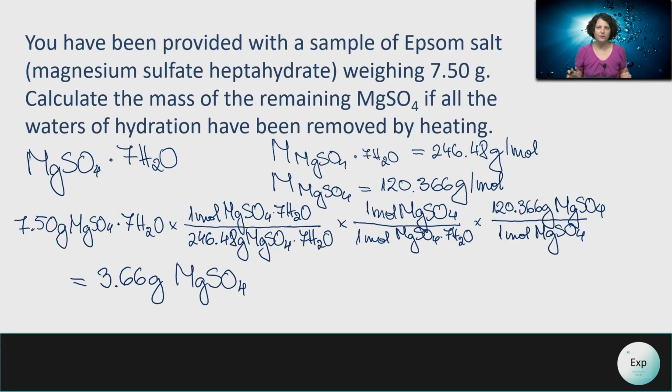That means that if in the course of our reaction we produce a larger amount than 3.66 grams, then we have excess waters of hydration still left over and we haven't removed all 7 of them successfully. However, if we get less than the 3.66, then either we have lost some of our magnesium sulfate in the process, or we increased the temperature so high that we are beginning to decompose the magnesium sulfate itself.